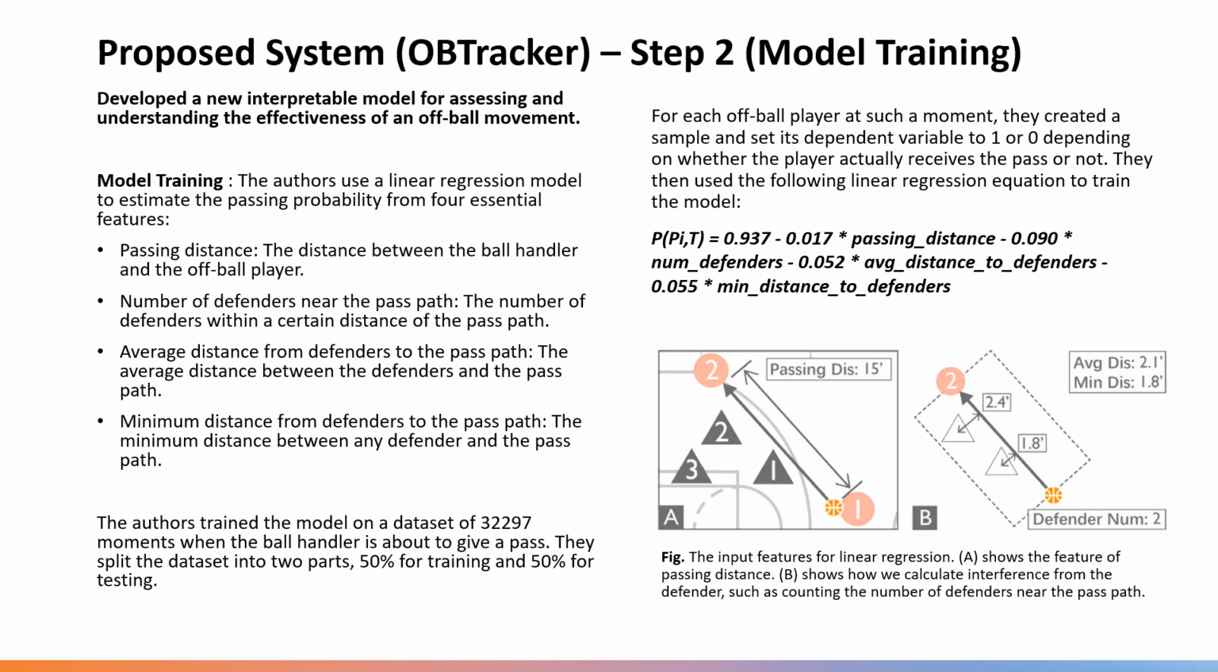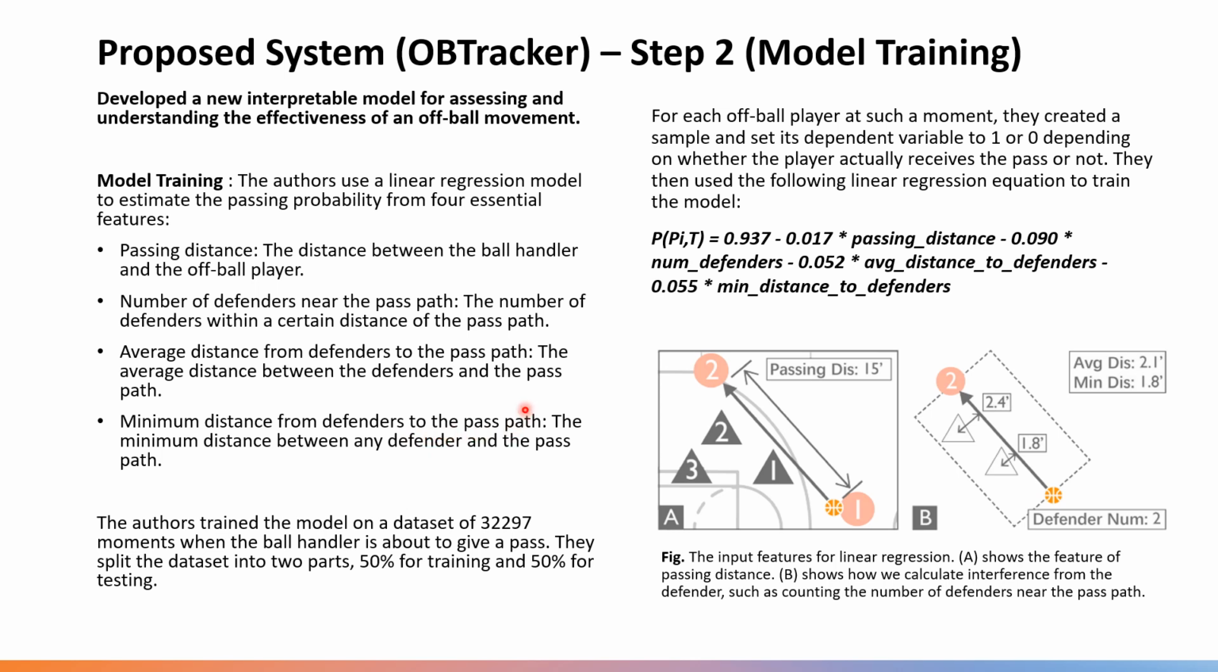Some of the input parameters are passing distance, which is basically the distance between the person who has the ball and the person who did the off-ball movement, like in this example. Second is the number of defenders near the passing path. So if this is the ball and this is the player who did the off-ball movement, then how many defenders are there? Other factors are the average distance from defender to the pass path and the minimum distance from defender to the pass path.